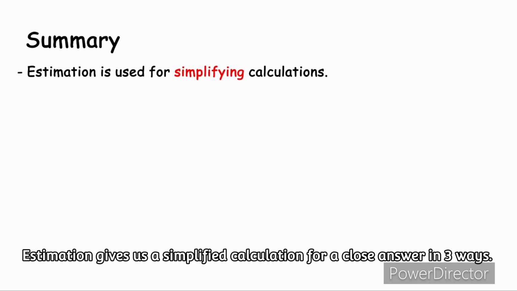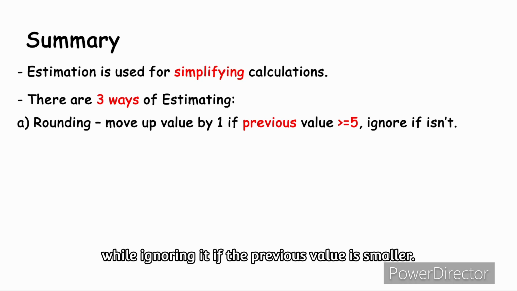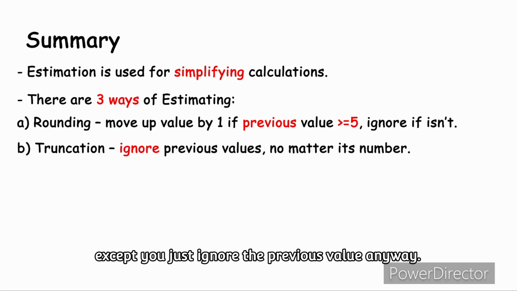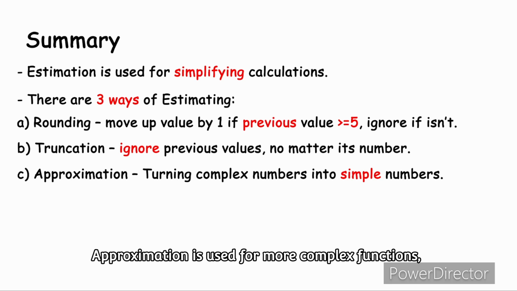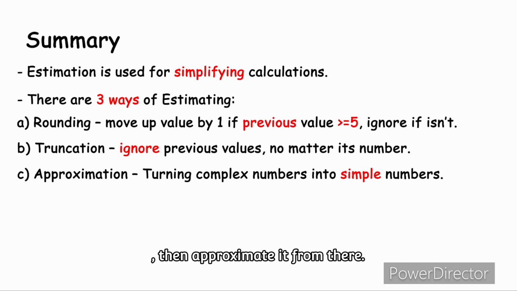Quick conclusion for this video. Estimation gives us a simplified calculation for a close answer in 3 ways. Rounding, where you move the value up by 1 if the previous value is larger than 4, while ignoring it if the previous value is smaller. Truncation is the same thing, except you just ignore the previous value anyway. Approximation is used for more complex functions, where you just identify which whole number is closer to the original value, then approximate it from there.